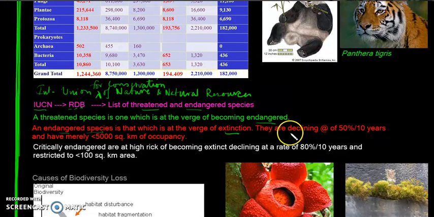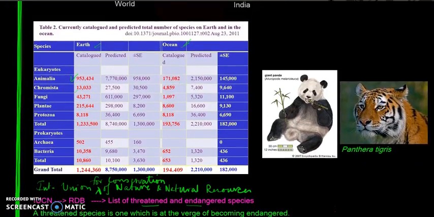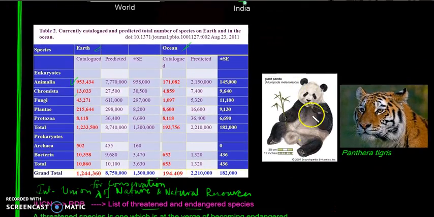So the endangered species are declining at the rate of 50% every 10 years, and they occupy merely less than 5,000 square kilometers. Critically endangered species are at high risk of becoming extinct, declining at the rate of 80% per 10 years, and restricted to less than 100 square kilometers of area. Those are critically endangered.